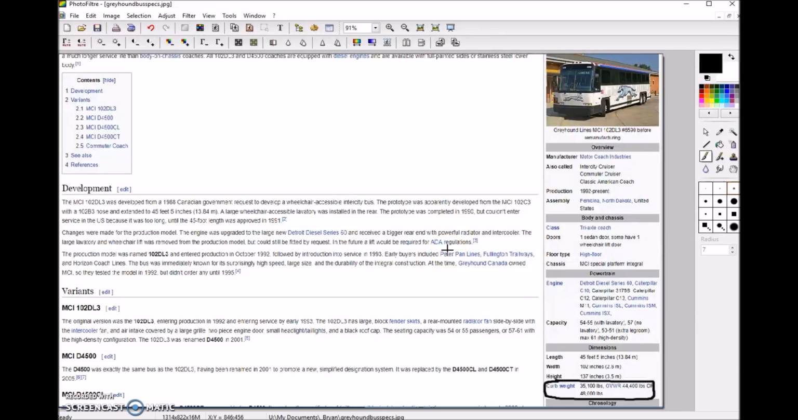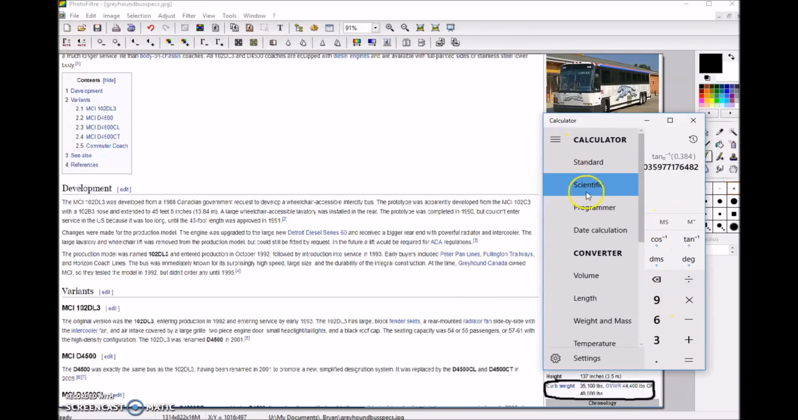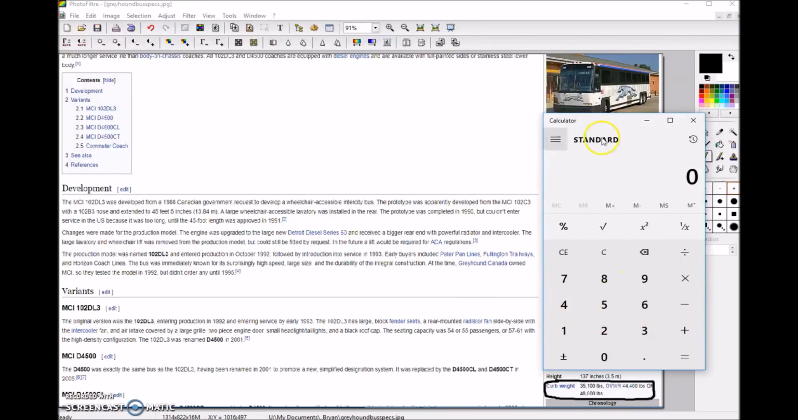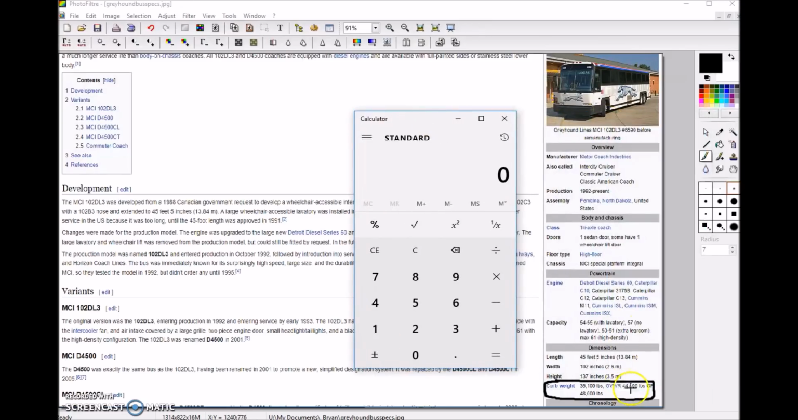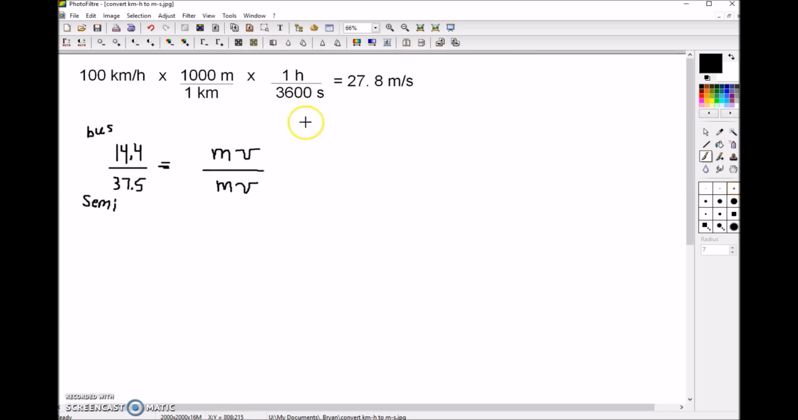There's 29 passengers, but most of those passengers are teenage boys. They wouldn't be that heavy. So let's go with about 46,000 pounds. 46,000 pounds divided by 2.2 should convert that to kilograms. Let's say 21,000 kilograms for the bus and passengers. Okay, so we're going to go with about 21,000 kilograms.